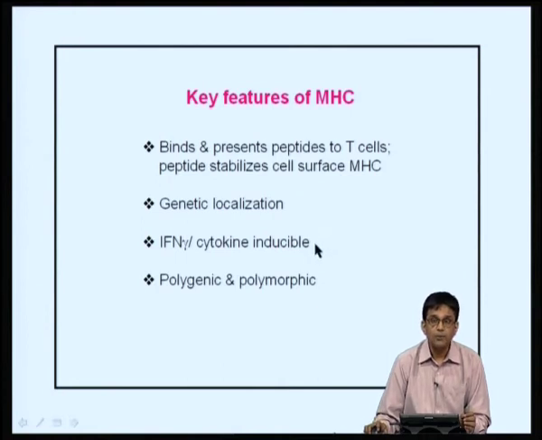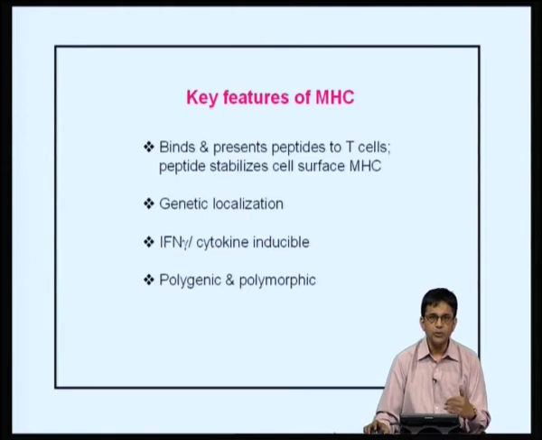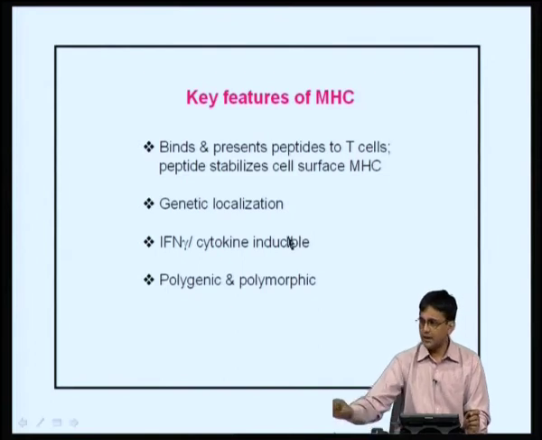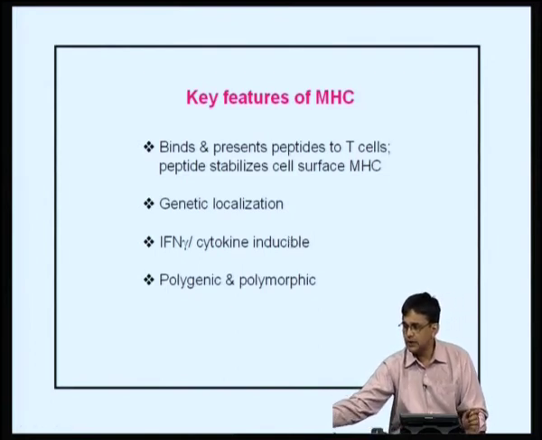The third important point is that these molecules are interferon gamma inducible, or inducible by certain cytokines. Now, why would that be? During an immune reaction, you have immune responses. So, the more MHC that is produced, the more the chances that a T cell will recognize a cognate MHC TCR complex to which it can respond. So, that is an important aspect that one needs to keep in mind.